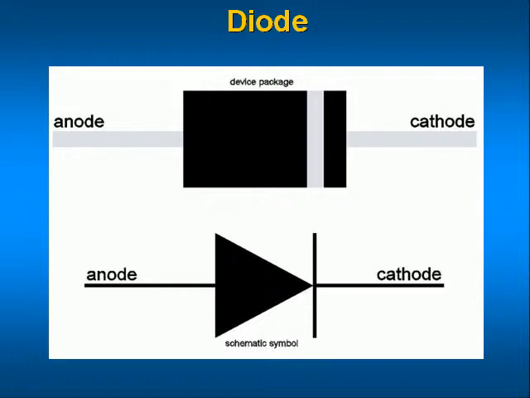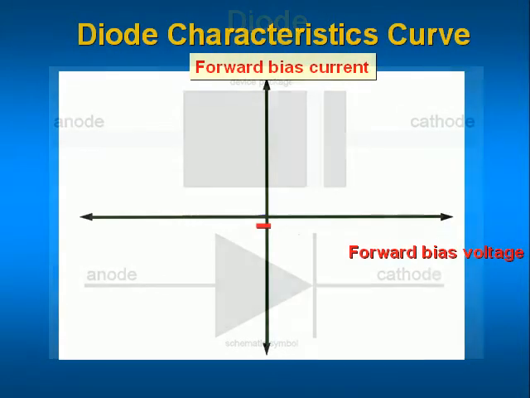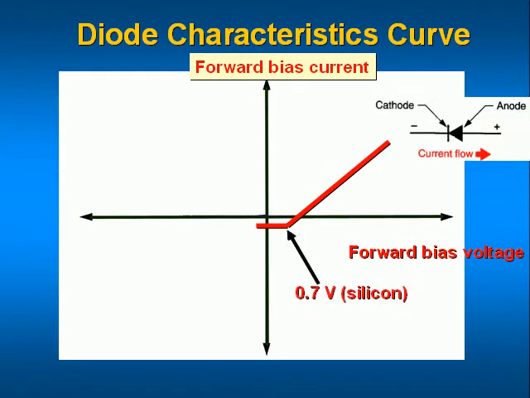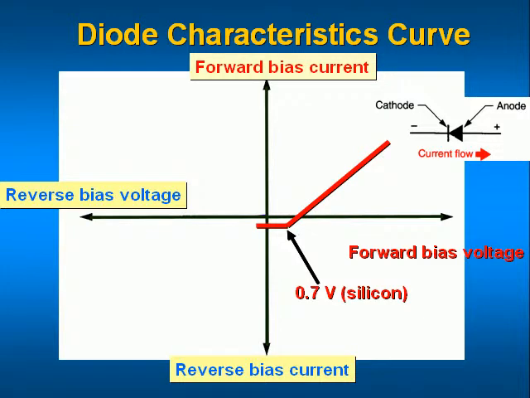A diode passes current in one direction and blocks it in the other. It works analogous to a check valve in a water pipe, where water is only permitted to flow in one direction. This chart shows the current and voltage relations for a diode. In the forward bias mode, the diode permits current to flow. While in this mode, there is a 0.7 volt drop across the diode. In the reverse bias mode, the diode blocks current flow.